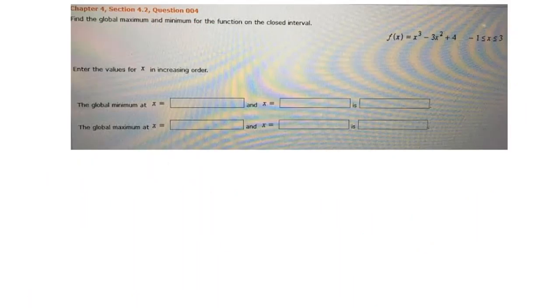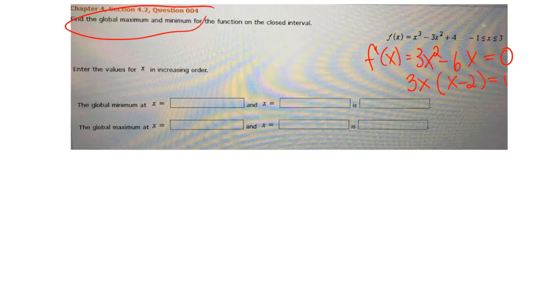All right, this one says find the global maximum and minimum on the closed interval. Well, again, critical points. We have to take the first derivative. So the first derivative of this is 3x squared minus 6x. Let's set that equal to 0 and see what we get. I can factor out a 3 and an x, and I'm left with x minus 2. So 3x equals 0, x equals 0; x minus 2 equals 0, x equals 2. So I have two critical points.